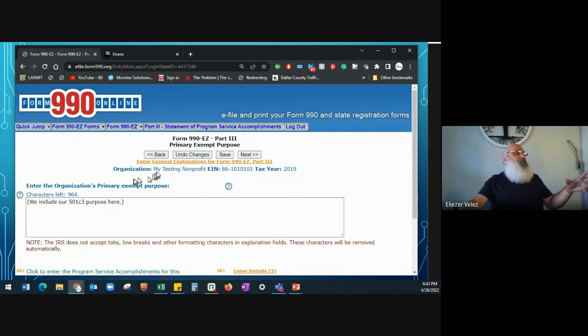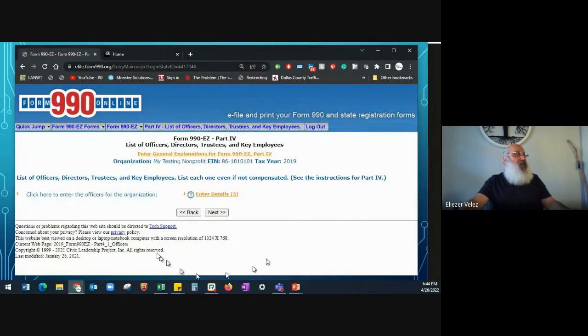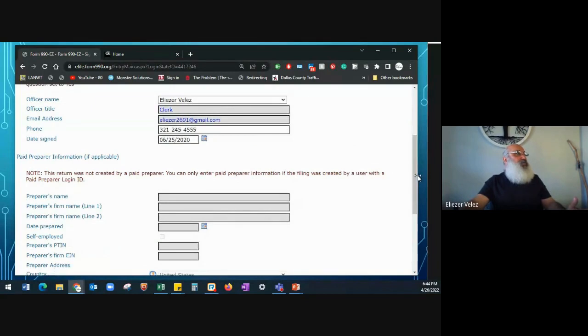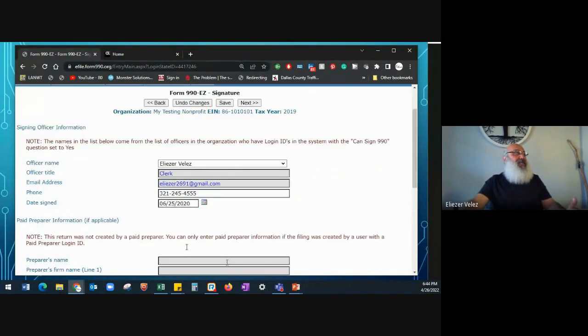So here, primary exempt purpose, we've got to let them know why we are tax exempt. And this is where you can really show off some other stuff that you're doing, just bullet points of things that you do that are your primary exempt purpose. Okay, so here I'm not going to get into the trustees or anything, but I am going to get to the signature section. So, I'm the clerk for the organization, and apparently I can actually sign this, but I won't because it's a mock thing.